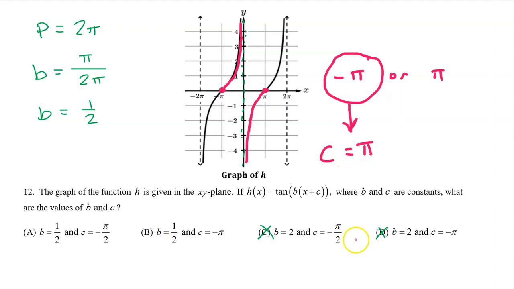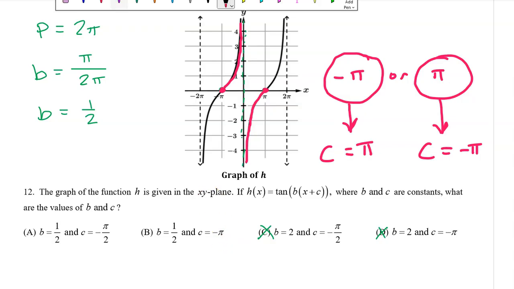Let's see if that is one of the answers. It is not one of the answers. So let's go to the other midpoint intercept. If this is thought of as the phase shift, then the C value would be the opposite of pi, negative pi. That is one of the answers. So that tells us that the answer is B.